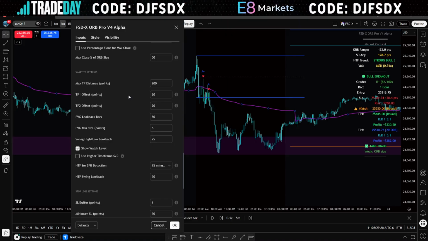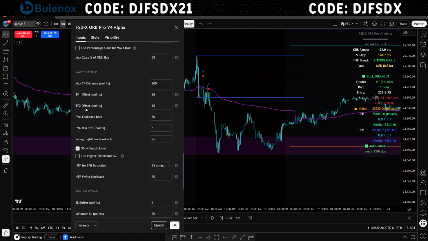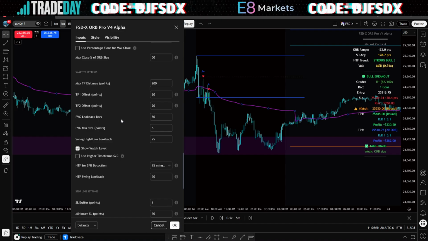I've tried to adjust it for other assets, but I think these have been the best. The TP1, TP2 offset just moves it a little bit closer to entry, by like 20. It doesn't actually move by 20 points, it just moves it closer a little bit. So those aren't really anything to mess with. You can set it to 0, but it just moves it slightly closer.